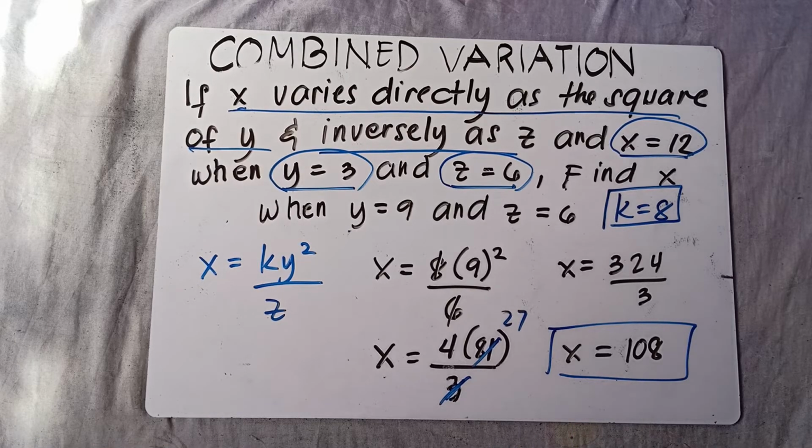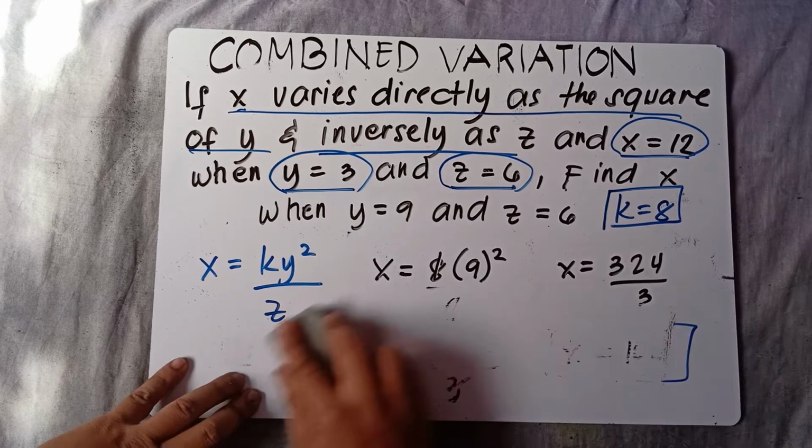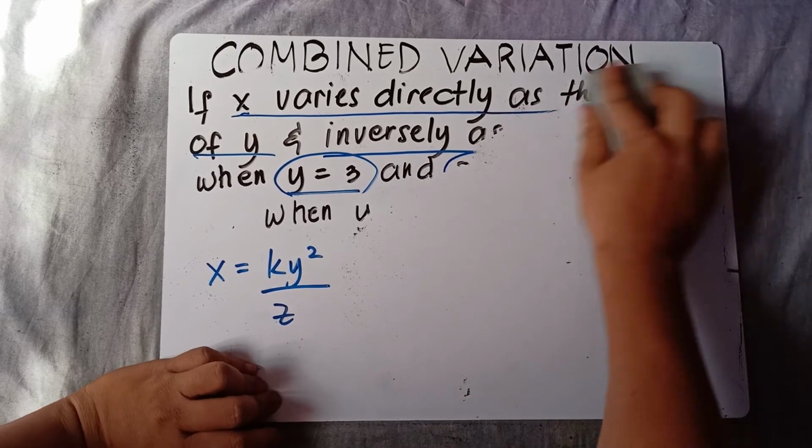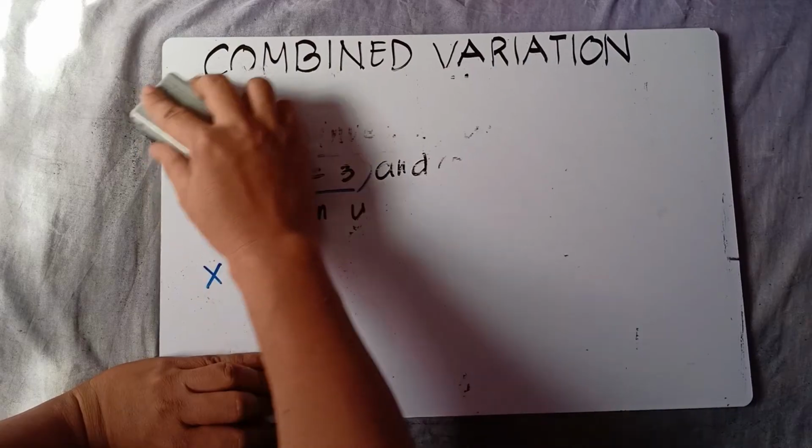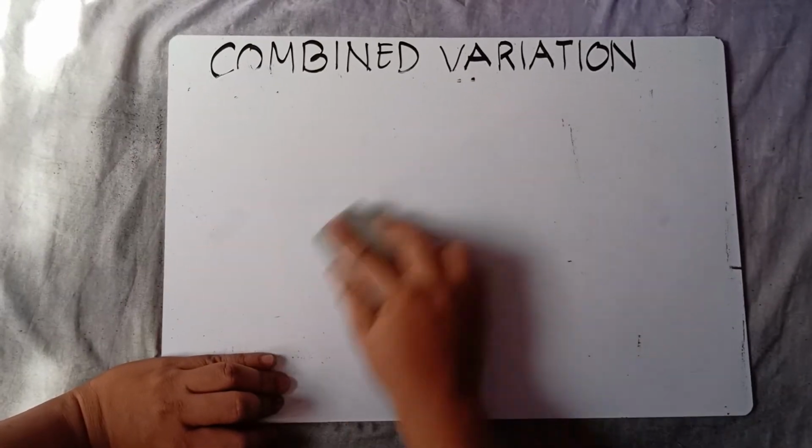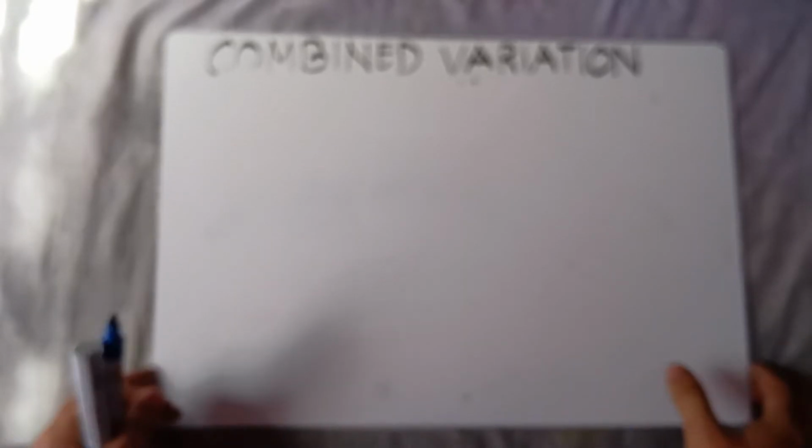So let's try more examples for us to really understand combined variation. Alright, let's try more examples. Sir, can we have more examples? Yes. Okay.